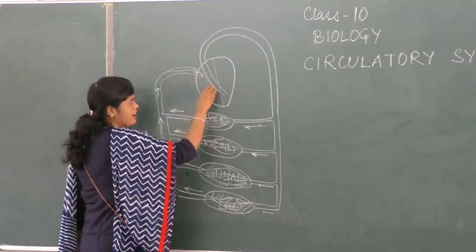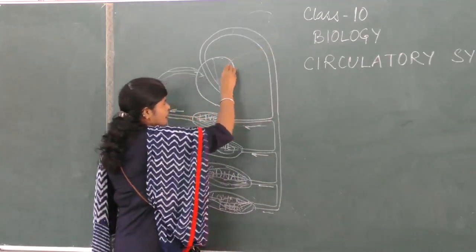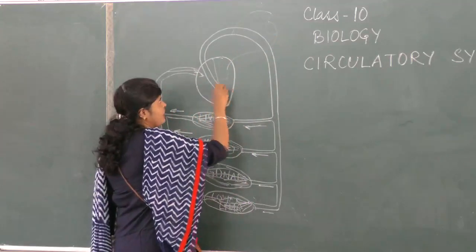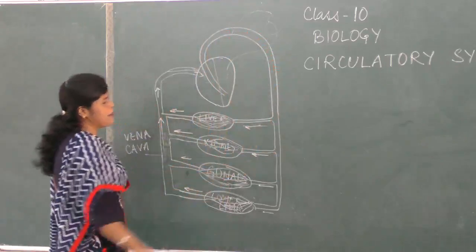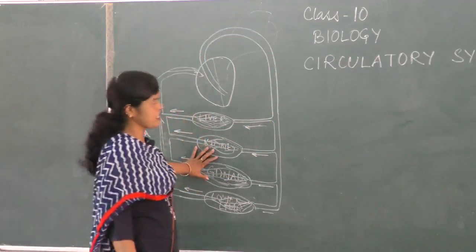Right auricle, right ventricle, again to the lungs, gets oxygenated, back to the heart, is it? Again to the left ventricle, which pumps out oxygenated blood and it goes to every part of the body. So it goes like that, is it? So this is what is systemic circulation.